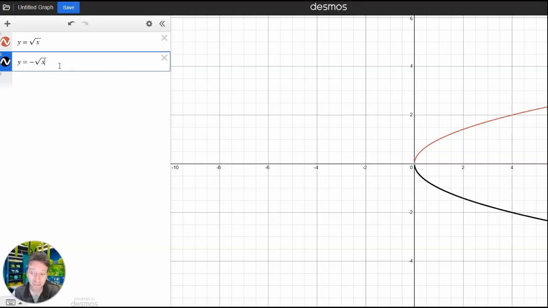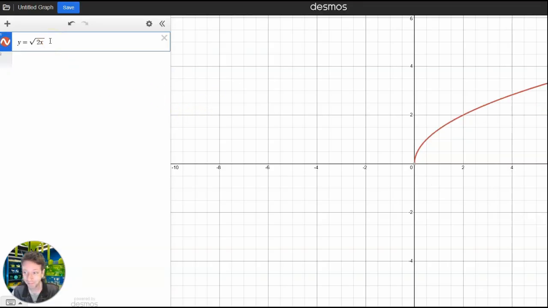That does look like a perfect parabola turned sideways, but it fails the vertical line test. Right? So we could only have y equals the square root of x or y equals negative the square root of x. We cannot have both. However, we can transform, right? And we can translate as well.